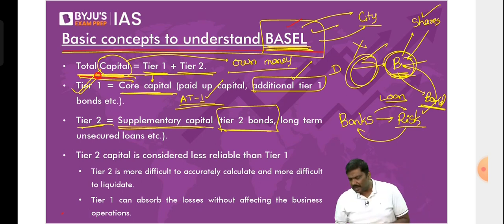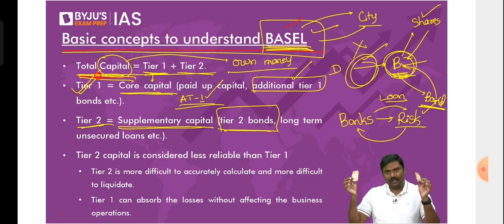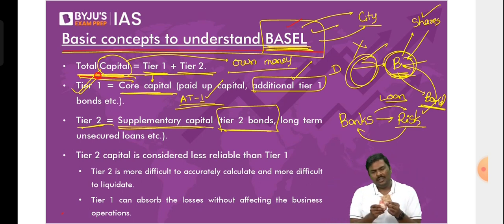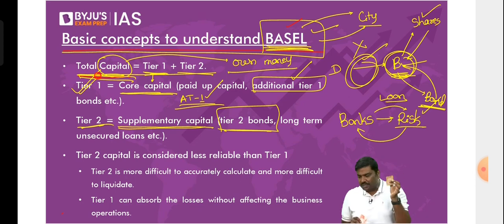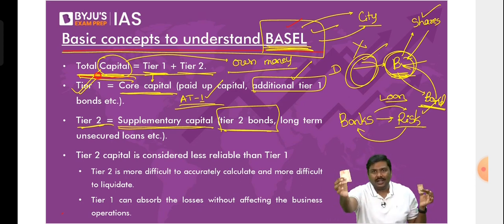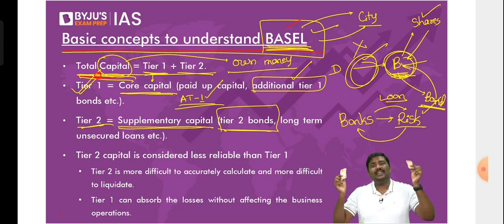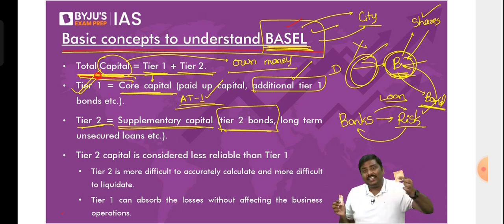Let's start with a very simple example. I'm holding two currency notes. Follow the example. You can search in books, they will not give examples, they'll give you information. Understand it through examples. Imagine I've issued one bond to you and I've collected 10 rupees from you. And second, I've issued one more bond and collected 20 rupees from you. But what is the difference between both of these bonds? The first one is an additional tier 1 bond.